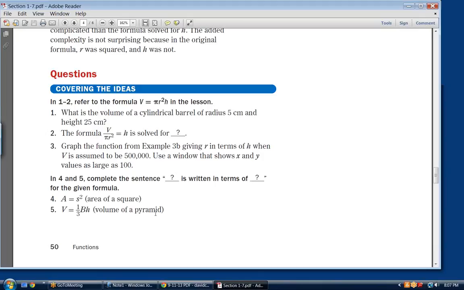Okay. Number 5, the volume is written in terms of the base and the height. So base plus height or something? Well, it's written in terms of base times height. Okay. I hate these problems about terminology because everybody's terminology tends to be a little different. I don't know exactly what they're looking for.